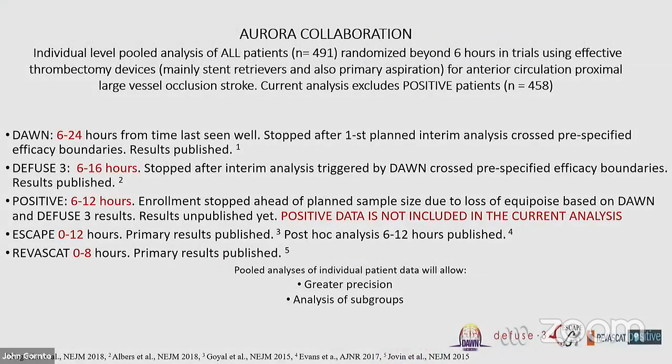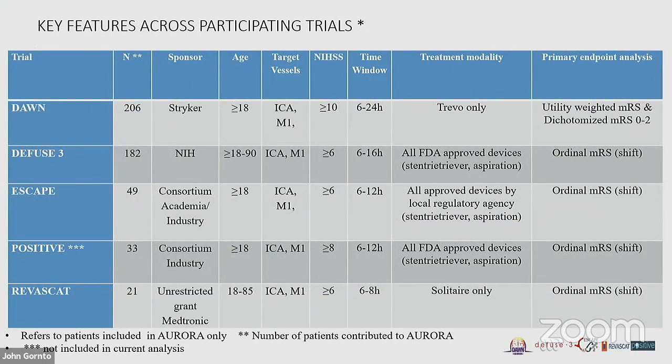So in Aurora, basically, individual patients from DAWN, diffuse 3, positive, and SCAPE and revascats were analyzed. For the purpose of this talk, the positive is not included in this study, but basically, you get about 458 patients. So why is that important? Well, then you have a greater precision because you have a higher number of patients, and then you can analyze subgroups.